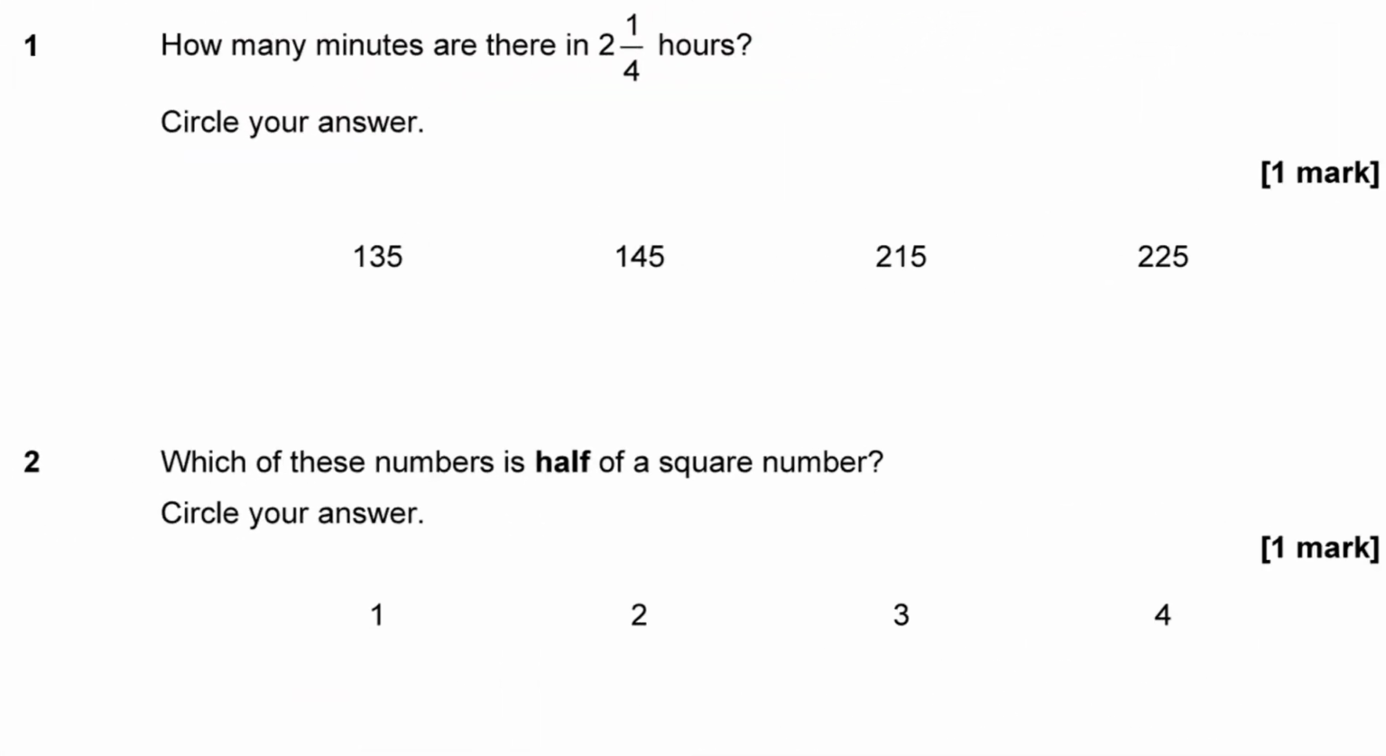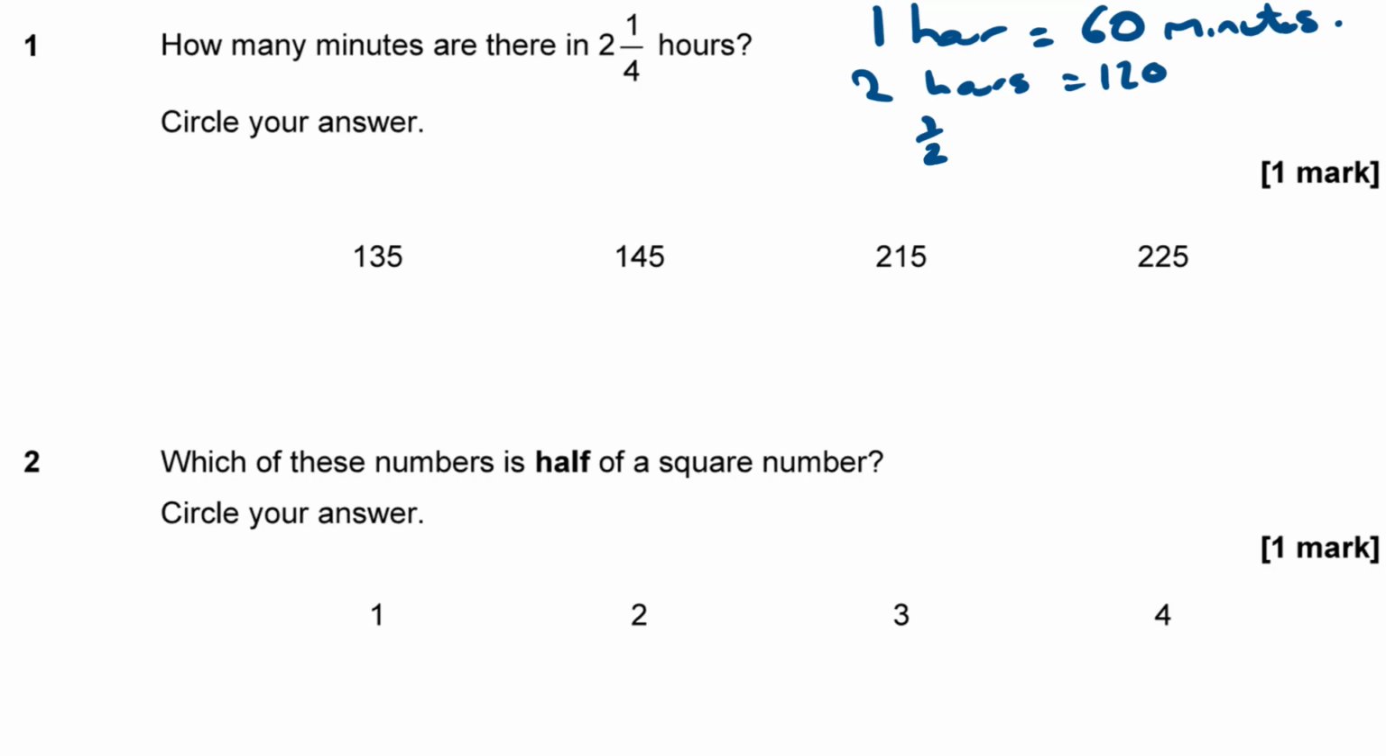Question 1. How many minutes are there in 2.5 hours? Well, 1 hour, as you know, is 60 minutes. So 2 hours is going to be 120 minutes, isn't it? Twice that. And a quarter of an hour, what's a quarter of an hour? A quarter of an hour is 15 minutes, isn't it? So it's going to be 120 minutes and 15 minutes together. Adding those together is 135 minutes. It's that one there.